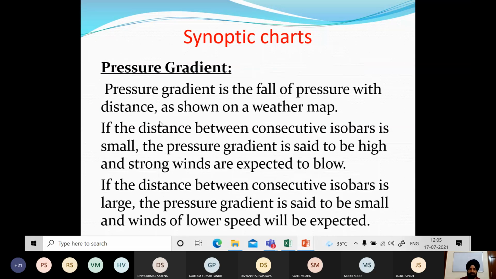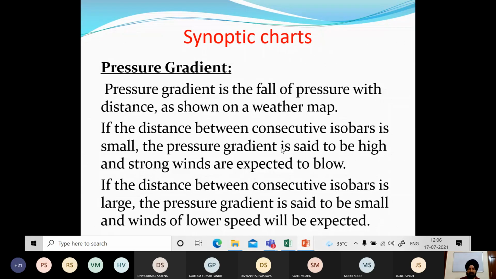The pressure gradient, of course, we have all studied: the fall of pressure with distance. And if the distance between consecutive isobars is small, the pressure gradient is said to be high, with strong winds. And if the distance between the isobars is large, the pressure gradient is said to be small, and winds of low speed are expected. So this is a very basic thing, nothing to remember, it's very common.